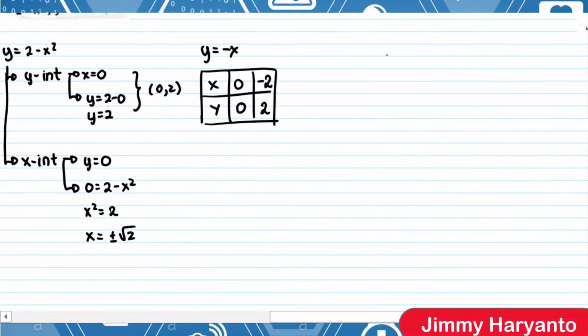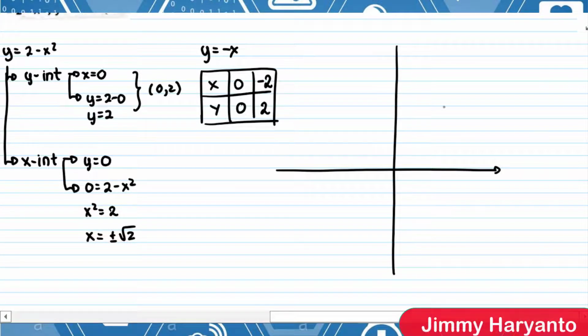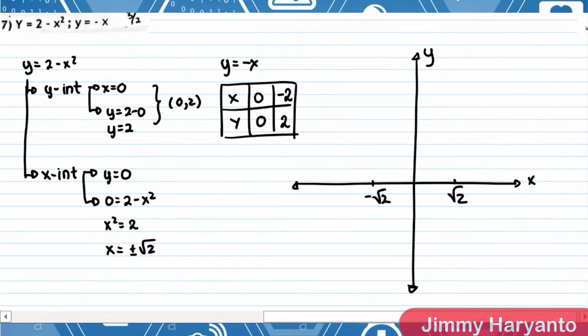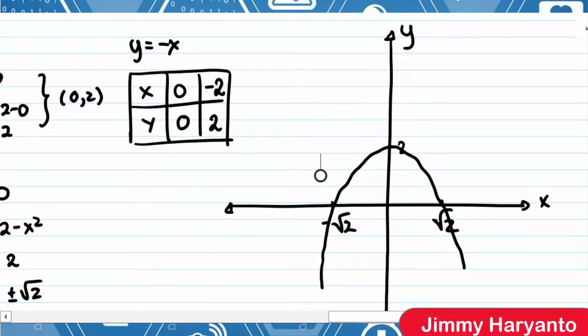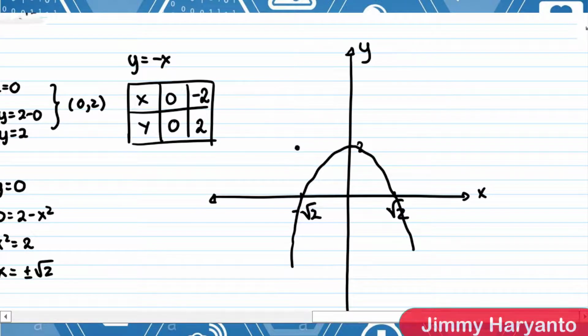Okay, let's sketch it. This is y, this is x. This one is negative square root of 2. This one is square root of 2. And 0, 2 is right here, so it will be like this. And then the line will be -2, it will be right here, and then 0, 0. Okay, so this is the line, and that means the area will be this one.